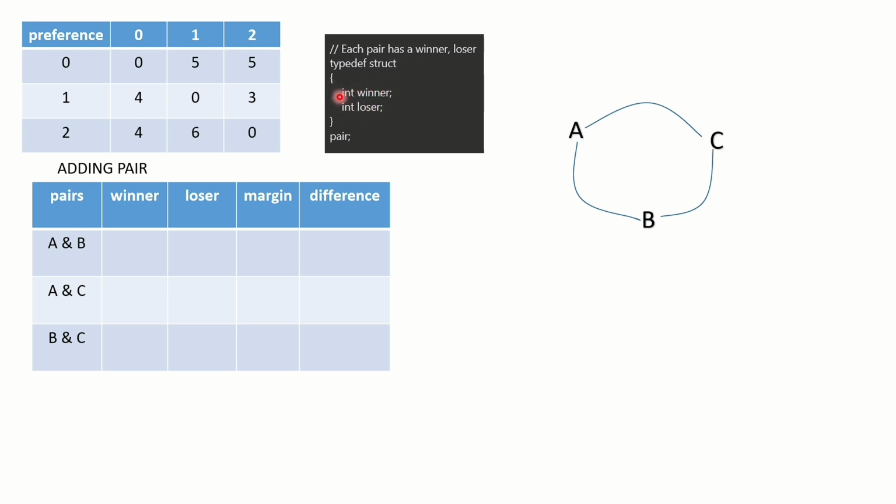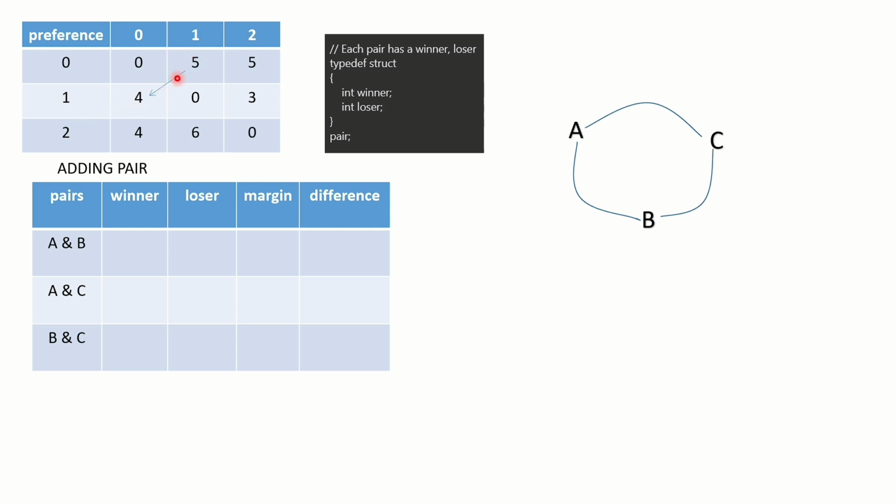So we will go through every pair and store the winner in this winner integer and the loser in the loser integer. Now start with the first one, 0 1 and 1 0. That means Alice and Bob. So let's see who wins here. If preference 0 1 is greater than preference 1 0, then 0 is the winner. Here 0 is the winner and 1 is the loser.